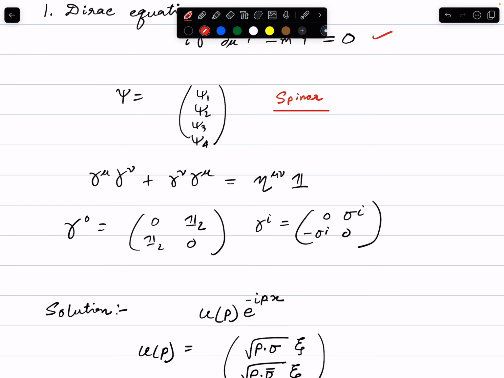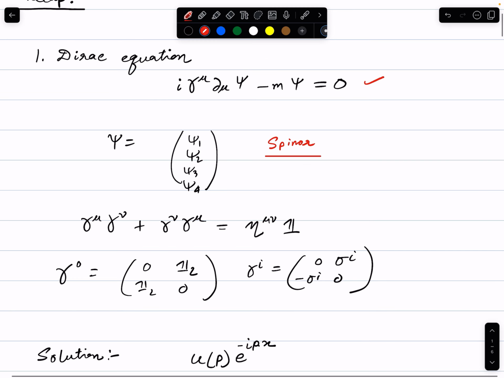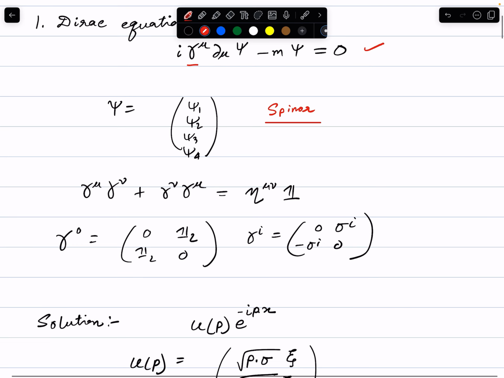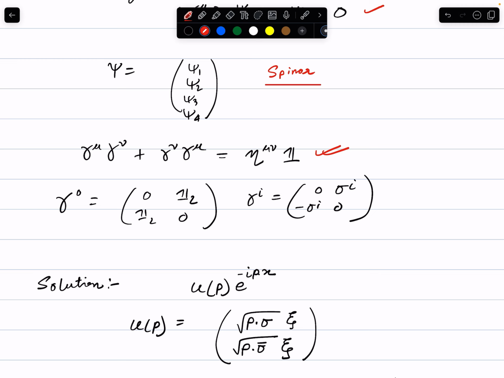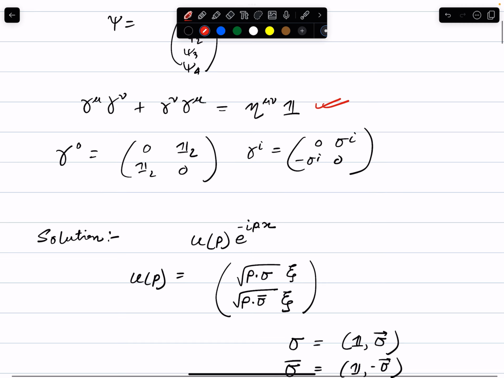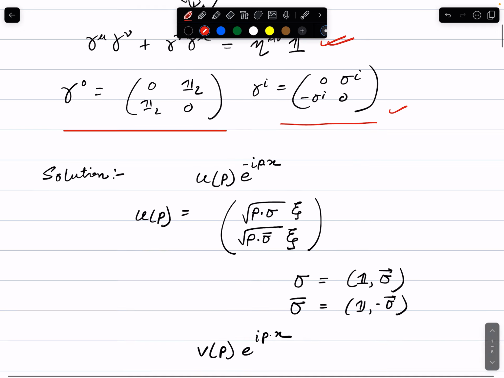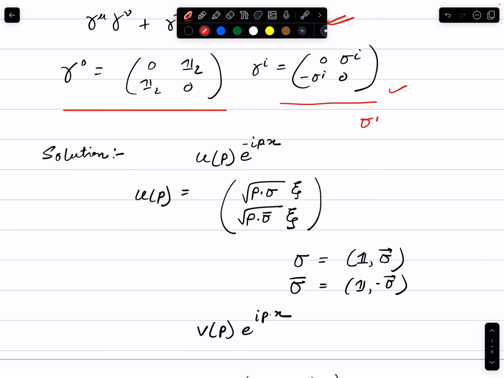And this has 4 components, and this gamma mu is any 4 cross 4 matrix which satisfies this equation. One particular example that we usually work with is this form of gamma mu's, where this is gamma naught and these are gamma I, where sigma I are the Pauli matrices.